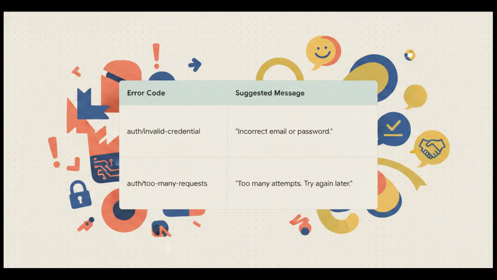Instead, a robust flow intercepts these codes and maps them to human-readable text. So auth/invalid-credential becomes incorrect email or password, auth/too-many-requests becomes too many attempts, try again later. You just have to map these to clear user-facing messages.